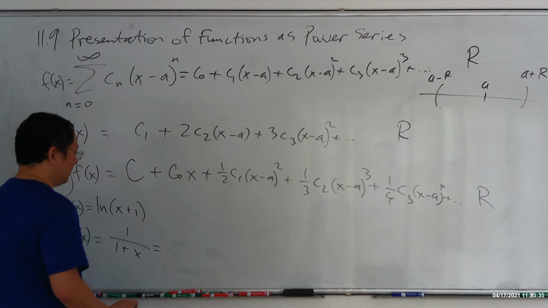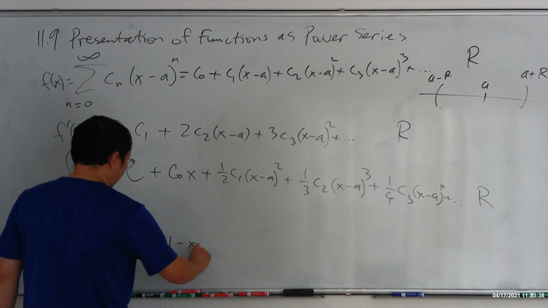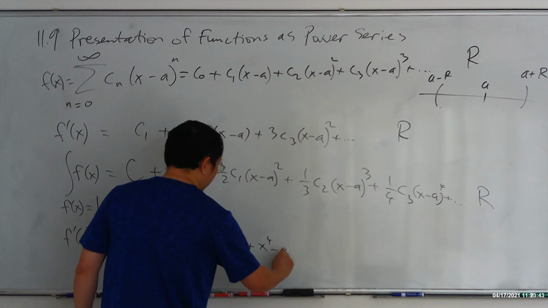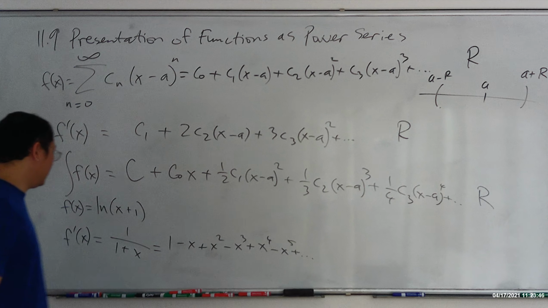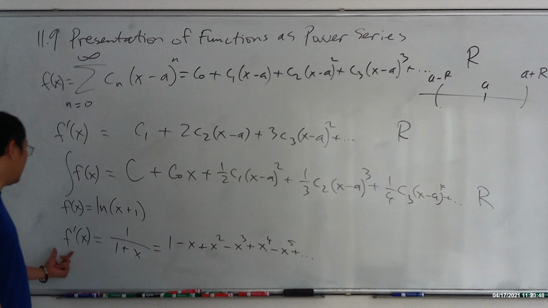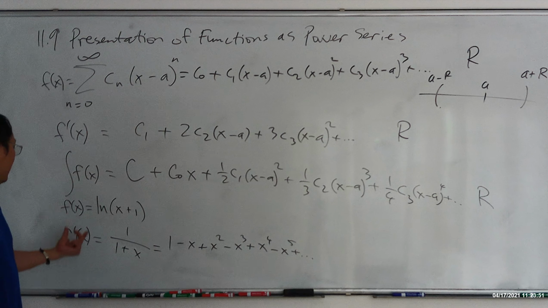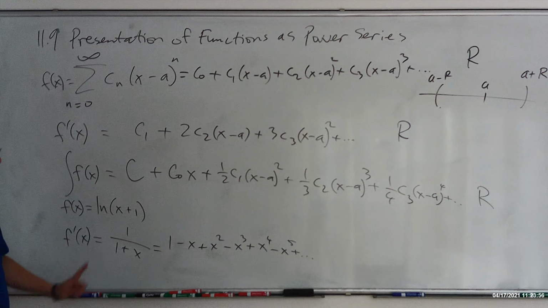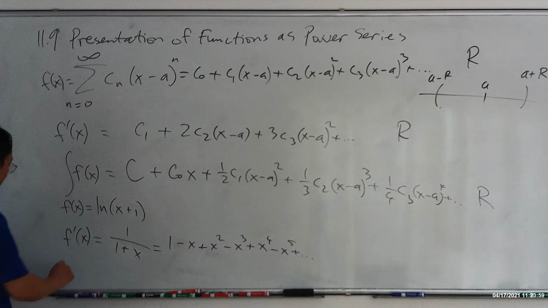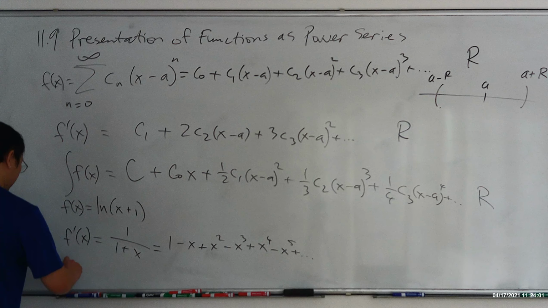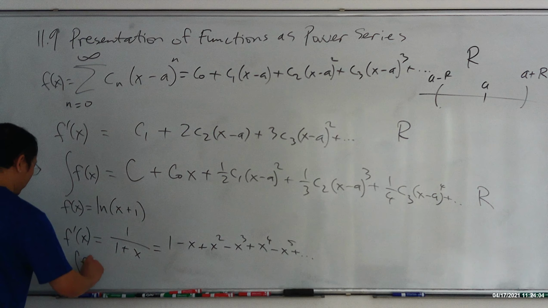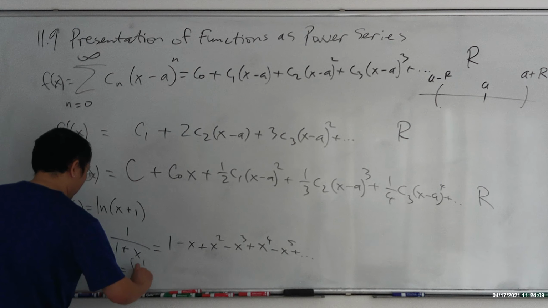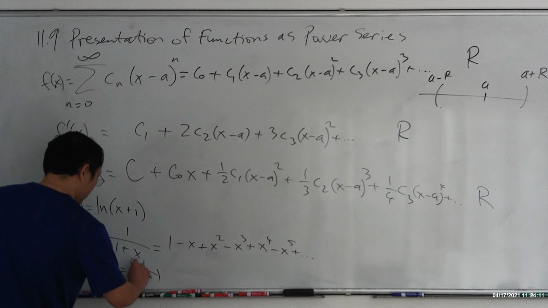This is what? 1 minus x plus x squared minus x cubed plus x to the 4 minus x to the 5th plus and so on, which I did a minute ago. So if you know this, can you find the antiderivative of this, which is going back to ln? Be careful because you may have a constant, right? So the integral of f prime of x dx, which is the integral of 1 over 1 plus x dx.